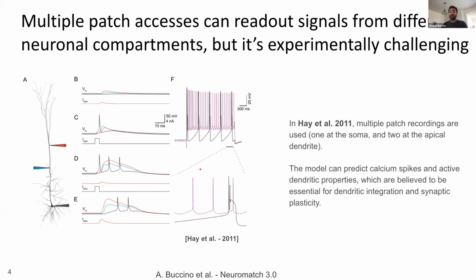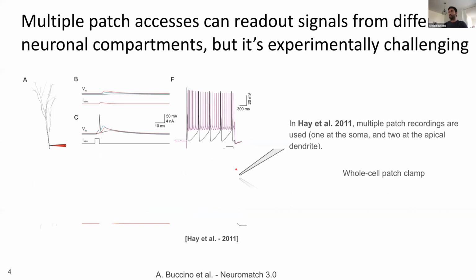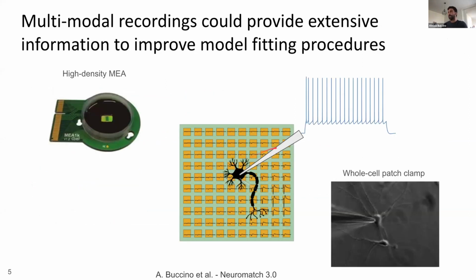However, I don't know if you have ever tried to do patch clamping yourself. Even with 1 pipette, that's extremely hard, and doing it with 3 pipettes simultaneously is very experimentally challenging. So we propose an alternative method. Instead of having multiple pipettes, we propose to use a single whole-cell patch clamp recording from the soma, but to have the neurons sitting on these high-density multi-electrode arrays that we develop in the lab. These are super dense, with a pitch between electrodes of around 15 micrometers, so we can really observe the extracellular activity of neurons at a very fine scale.